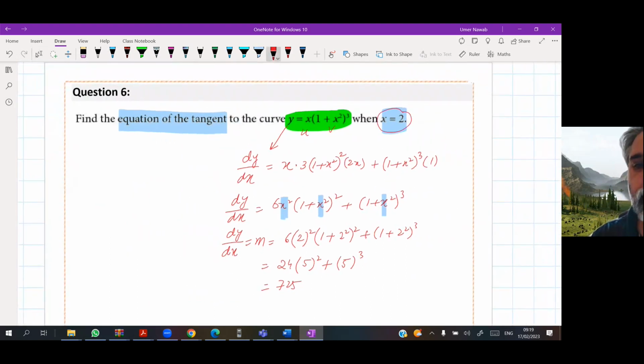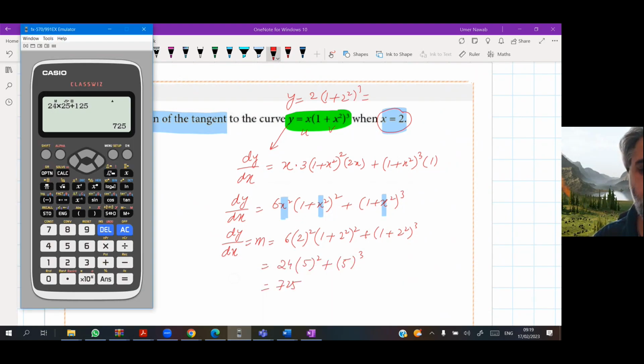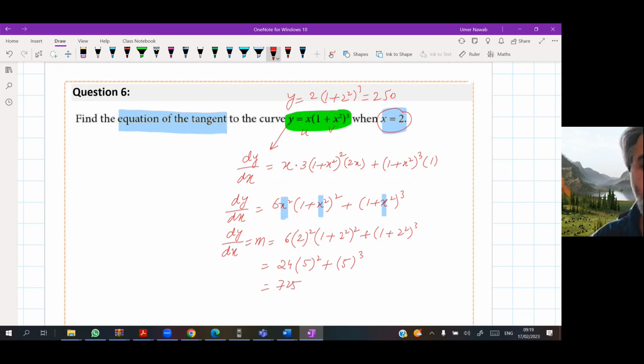I have the x coordinate, but I don't have the y coordinate. Substitute the value of x here: 2 times (1 plus 2 squared) raised to 3. Let's see what the answer comes to. So 2, bracket open, 1 plus 2 squared, close the bracket, raised to the power 3. It gives me 250. So my point has x coordinate 2 and y coordinate 250.